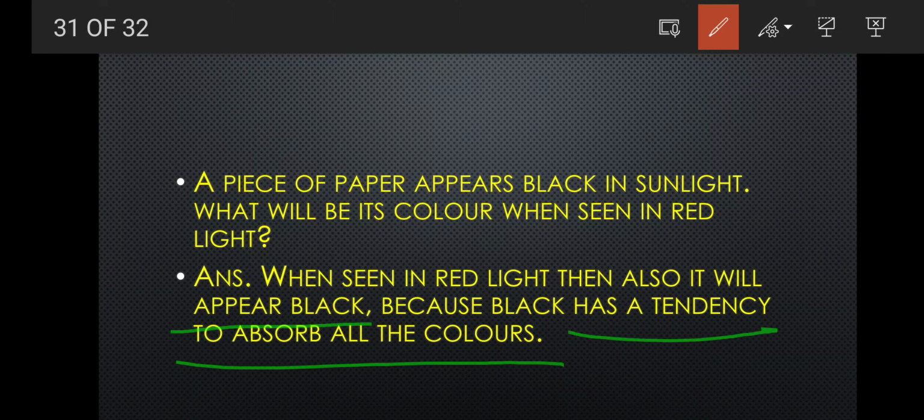But in summer, when we wear light colors or white colors, especially white colors, then we feel cool, relaxed. Why? Because it reflects all the colors, all the light rays. Clear? So we feel relaxed.